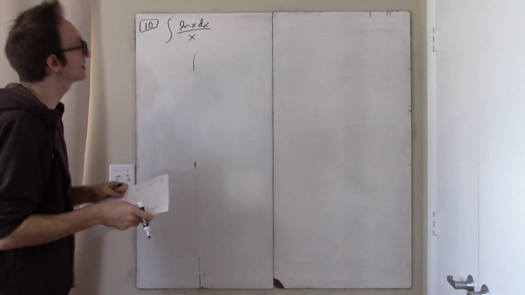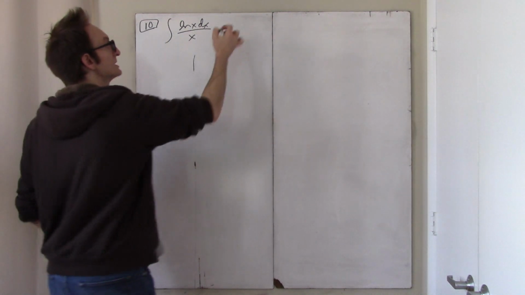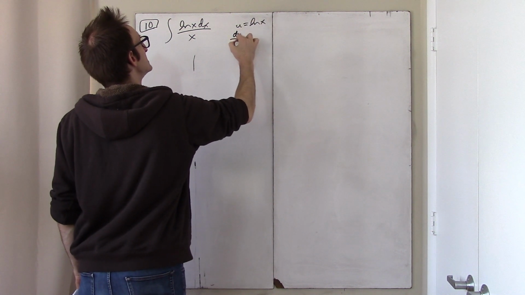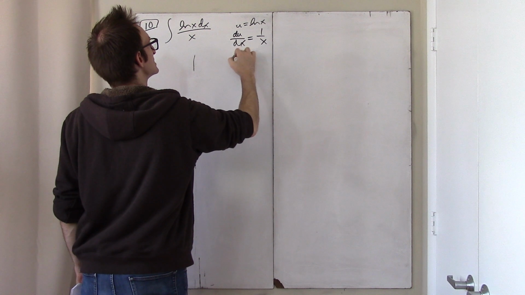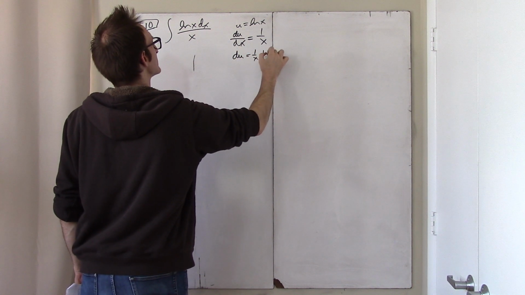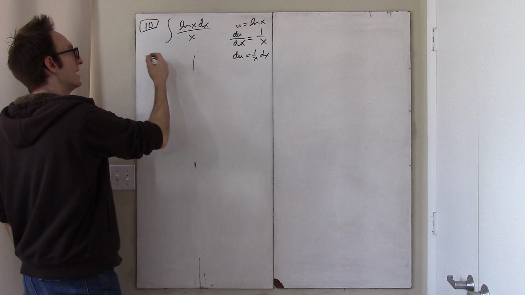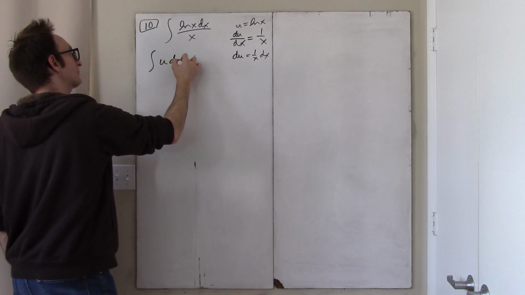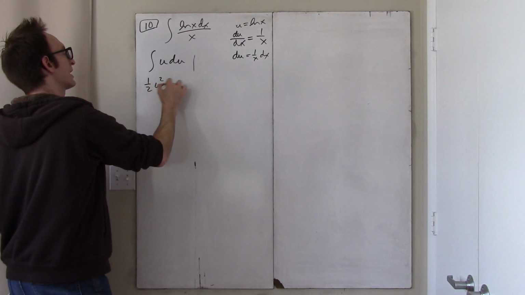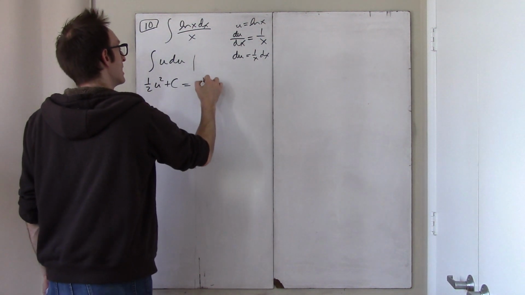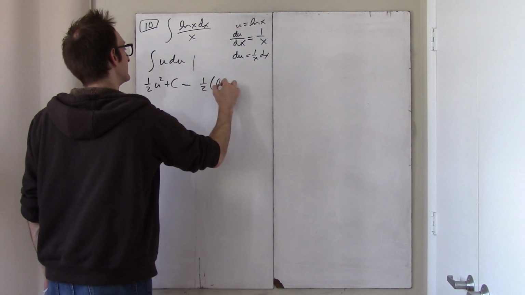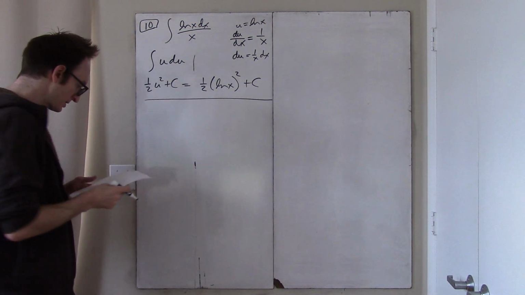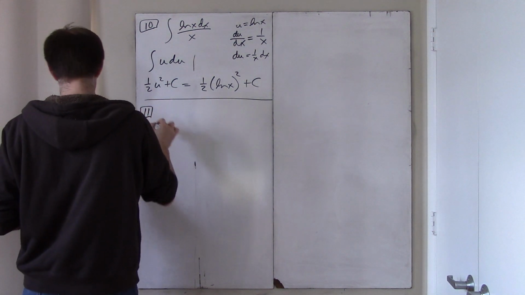Well, does it look like some chain rule happened here? Yeah, it really does, because if you let u be ln x, then du dx is 1 over x. And so du is just 1 over x dx. And that's exactly what's sitting here. And so in fact this whole problem just becomes u du. Answer: 1/2 u squared plus c. So real answer: 1/2 (ln x) squared plus c.